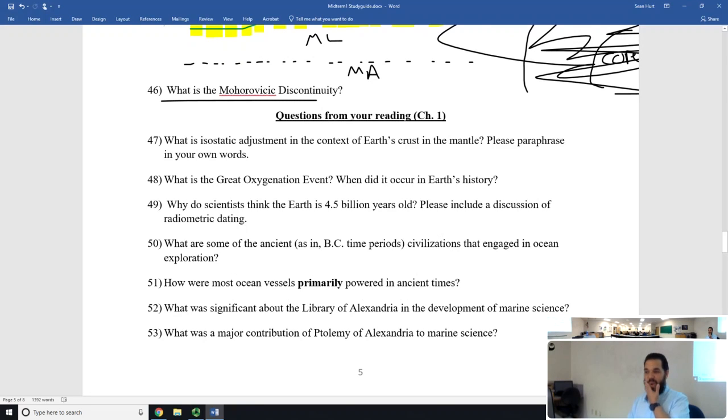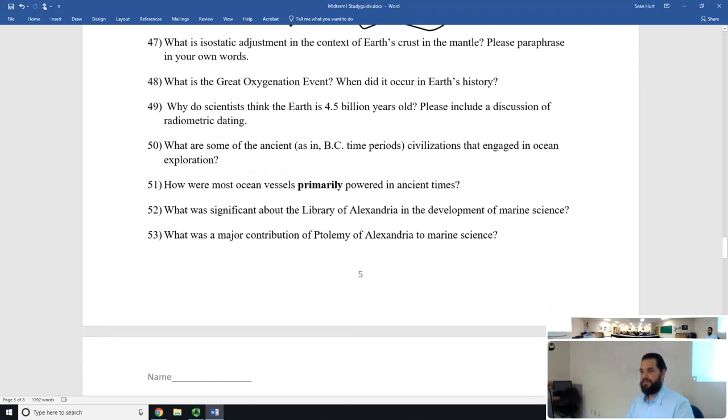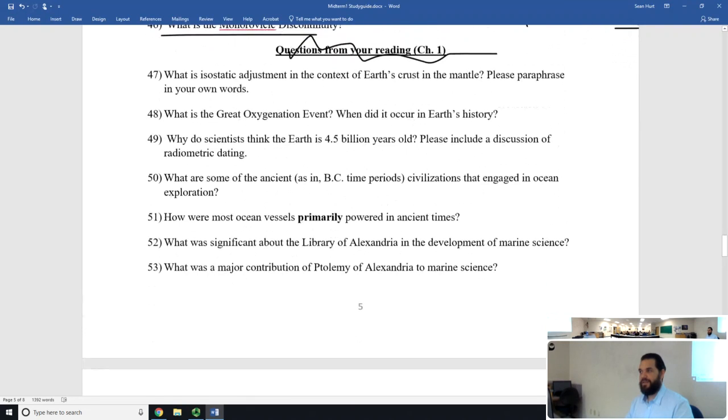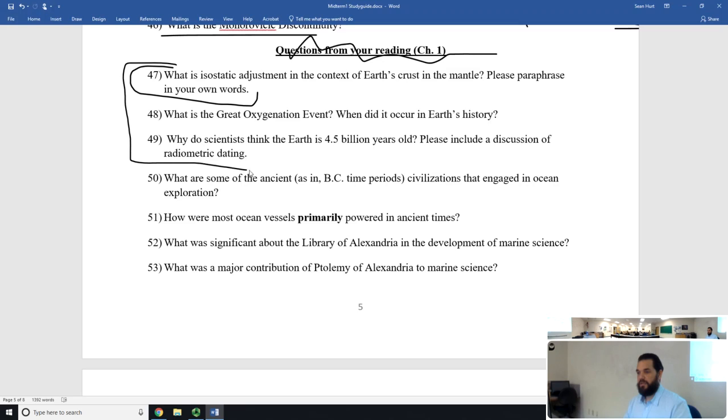I don't know what questions from your reading are here. That's not supposed to be there. I just copied and pasted that accidentally. Oh, these are from the reading actually. Yeah, these are from the reading. So you're supposed to have done the reading, and hopefully you did.